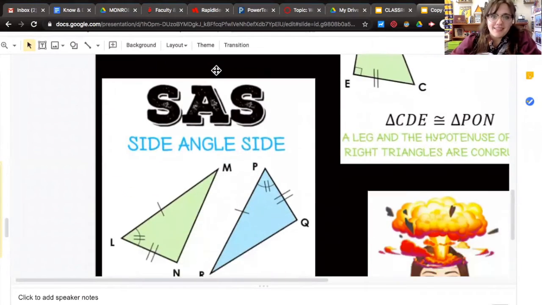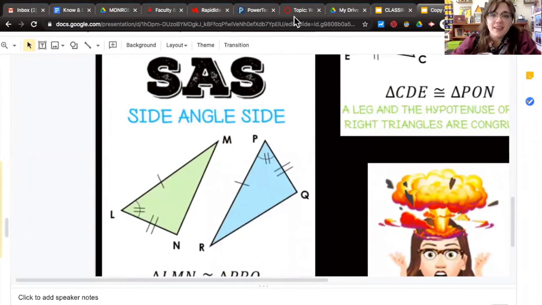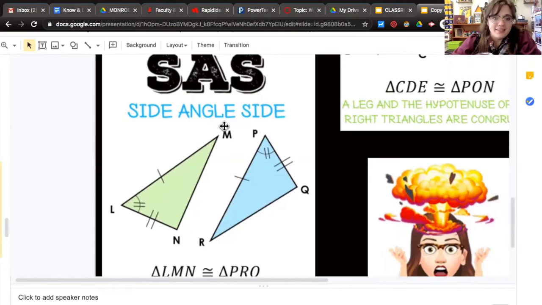It's as hard as it gets. So next right here, we have our next one. We have side, angle, side, which means you have a side that's marked congruent next to an angle next to a side in that order. Side, angle, side. So it's like an angle sandwich. We have a side, an angle, and a side.